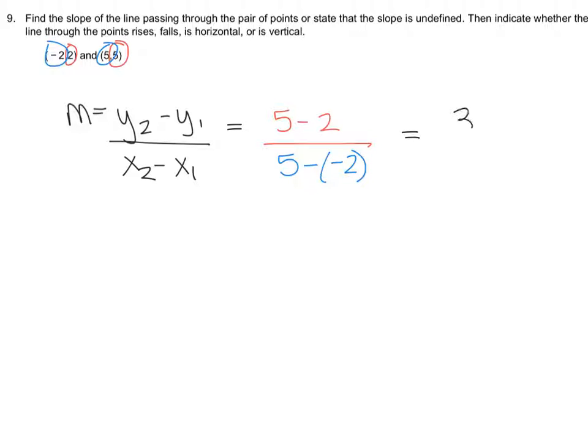5 minus 2 is 3, and 5 minus a negative 2 is the same as 5 plus 2, since we have a double negative. And 5 plus 2 is 7, so my slope is 3/7. Since my slope is positive, I know that it rises from left to right.